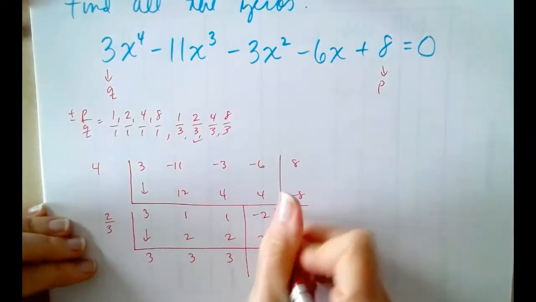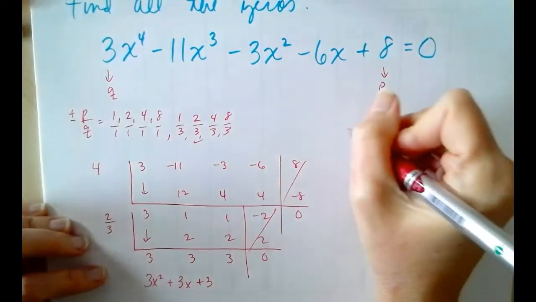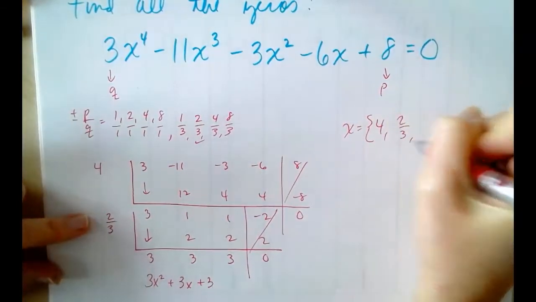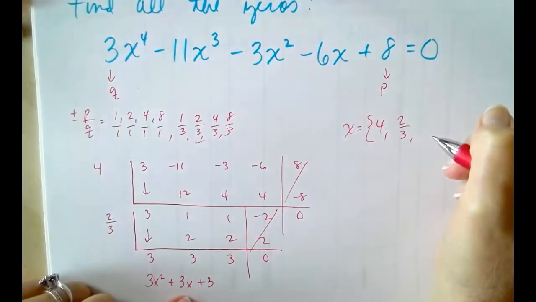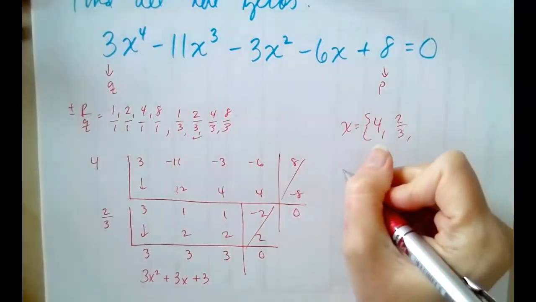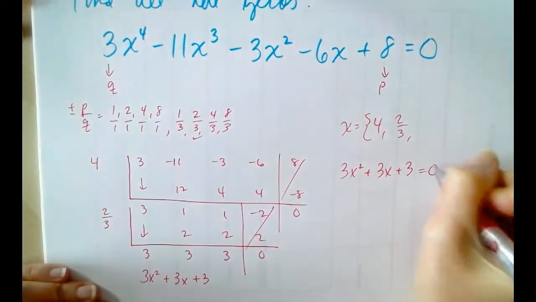And there we go. That's what we want to happen. Look at what remains. This is quadratic. This is 3x squared plus 3x plus 3, which we can easily deal with. So far, our zeros are 4 and 2/3. And we're going to get 2 more zeros from this quadratic function. So 3x squared plus 3x plus 3 equals 0.